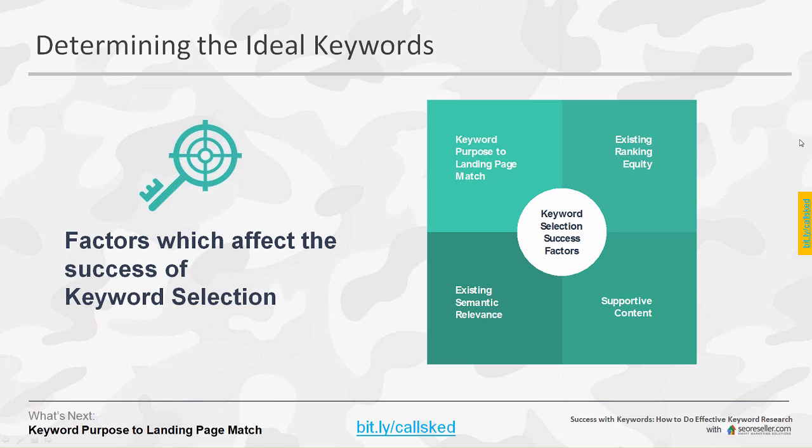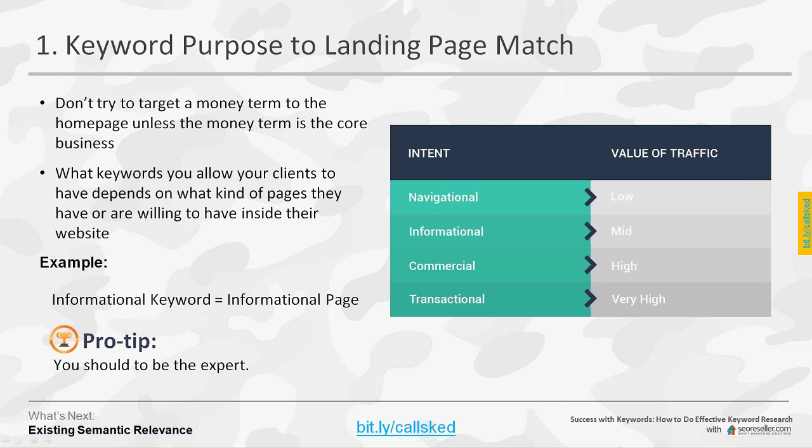Don't worry, I'll dive into each one in more detail now. So let's talk about keyword purpose to landing page match. Keyword to landing page match goes back to the four types of keywords we discussed. Also goes back to Google's 4 moments, right? Keywords can be navigational, informational, commercial, or transactional in nature. If you've got a navigational keyword, that ideally lands on the home page. Don't try to target a money term onto the home page unless the money term is the core business.